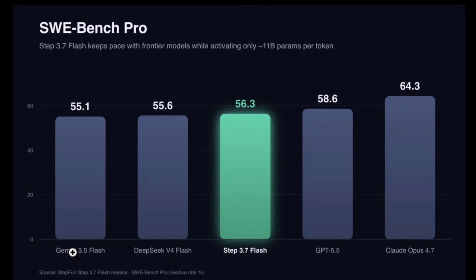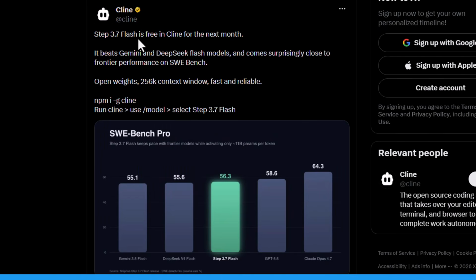As you can see, this is Gemini 3.5 Flash, which is 55.1. And yeah, this is the mark, SWE-Bench Pro. DeepSeek V4 Flash is 55.6 and Step 3.7 Flash is 56.3. So it is ahead of these two top models, and it is competing with GPT-5.5 and Claude Opus 4.7. So this is all about Step 3.7, which was released just a few days ago, and it is free in Cline to use for the next month.